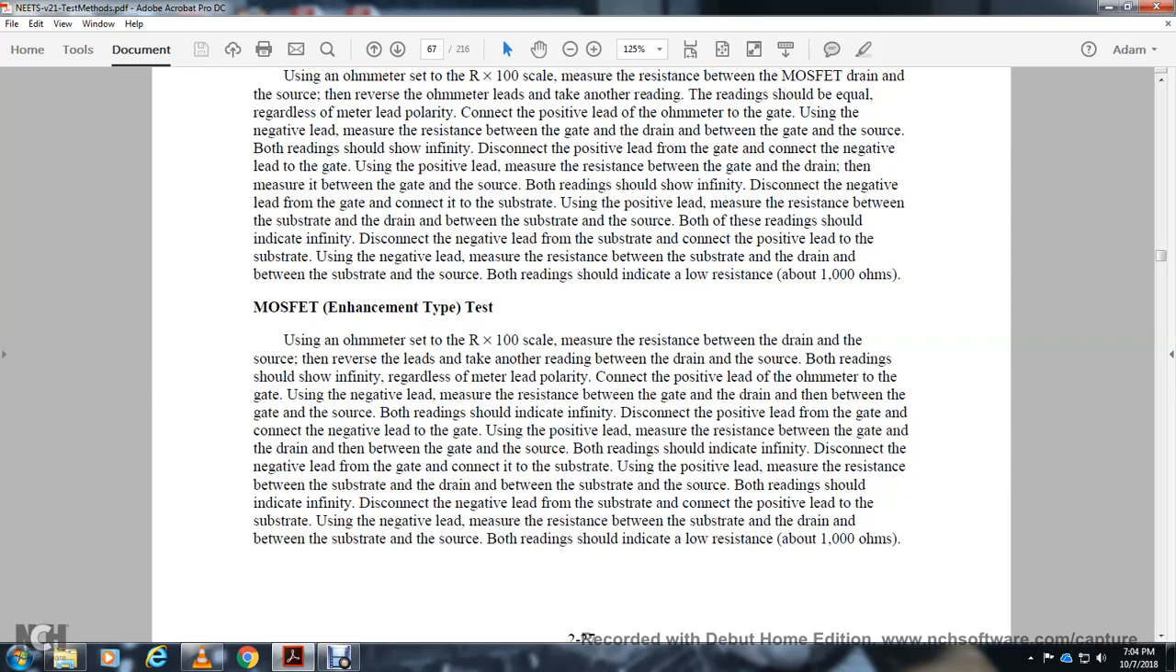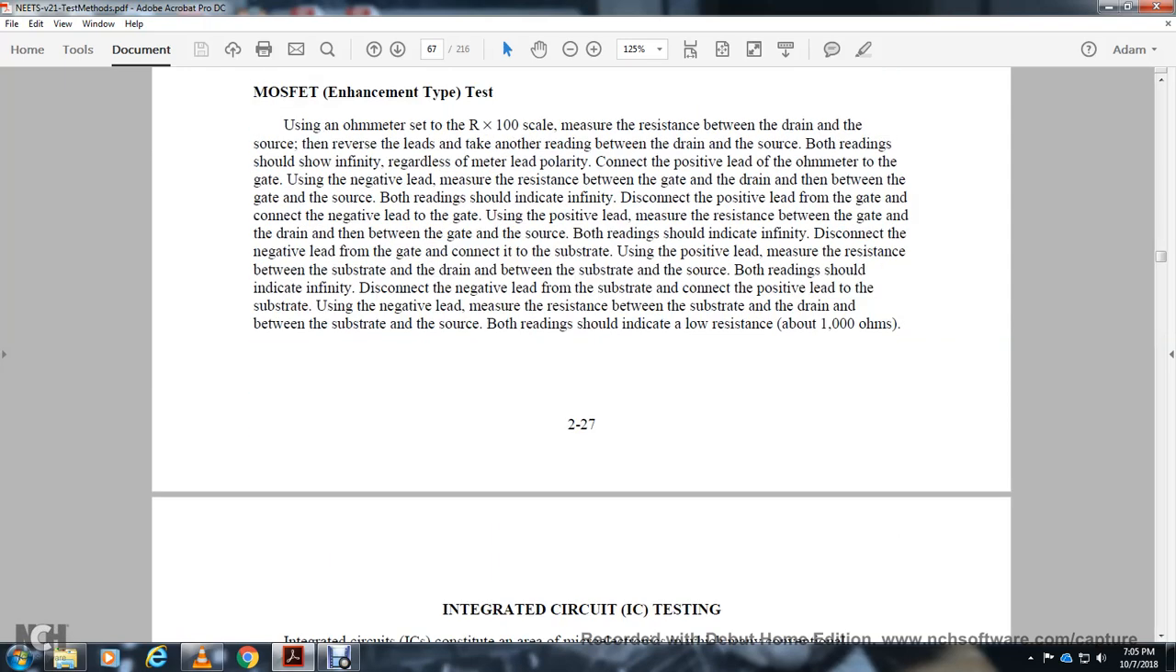Both readings should indicate infinity. Disconnect the negative lead from the substrate and connect the positive lead to the substrate. Use the negative lead to measure the resistance between the substrate and the drain and between the substrate and the source. Both readings should indicate low resistance, about 1,000 ohms.